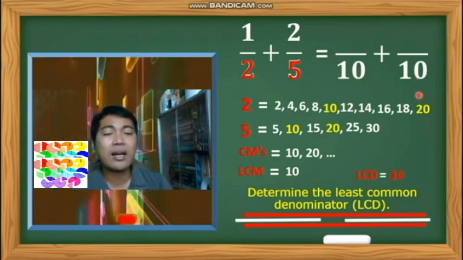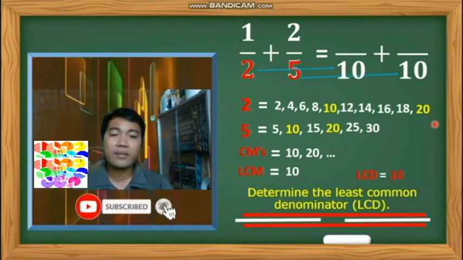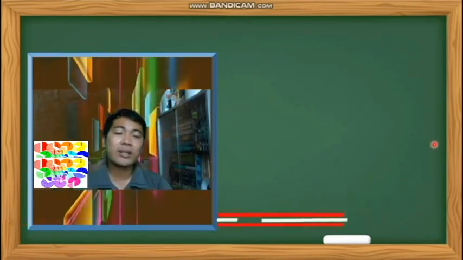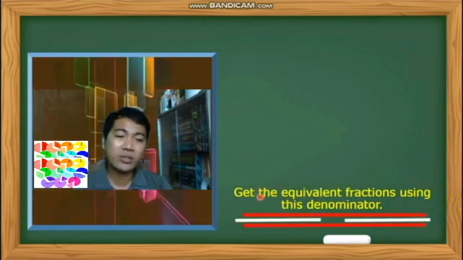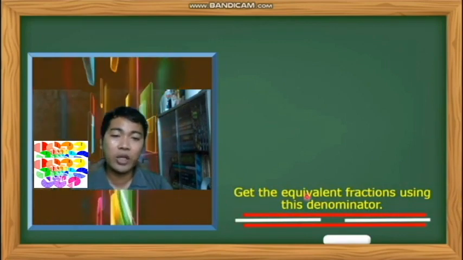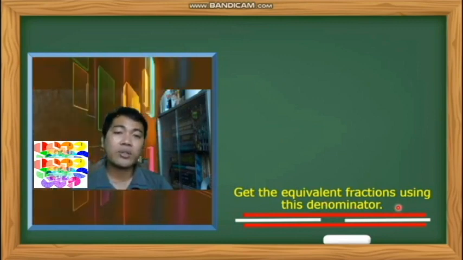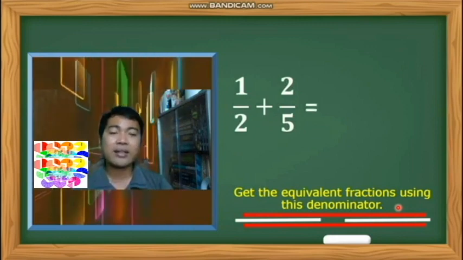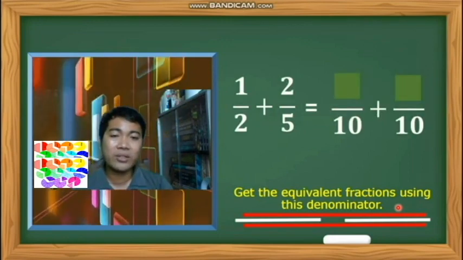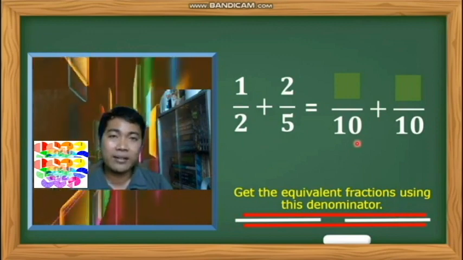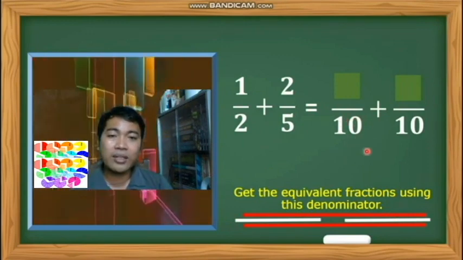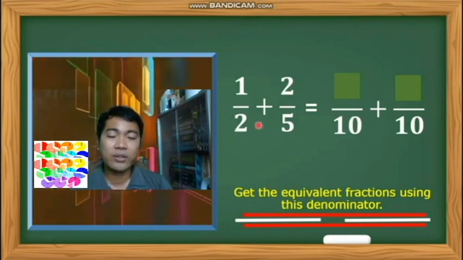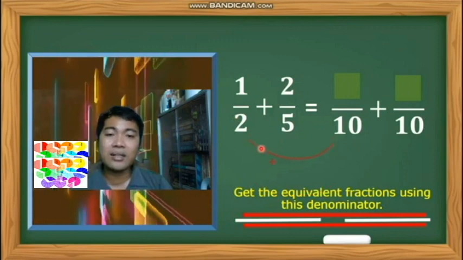Alright. So, sunod, next rule is get the equivalent fractions using this denominator. So, ang gagawin naman natin, kunin natin ang equivalent fractions gamit ang bagong denominator, yung common denominator. So, the common denominator of 1/2 and 2/5 is 10. Yan. So, paano natin makuha ang equivalent fractions? We will have to divide the LCD to the denominators of 1/2 and 2/5.